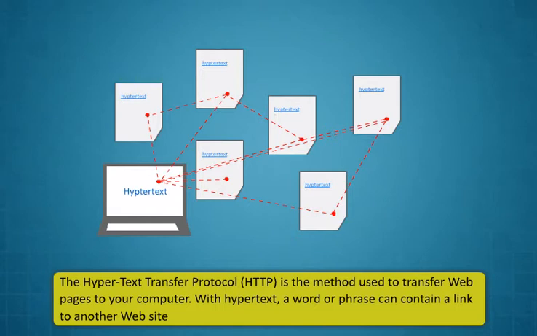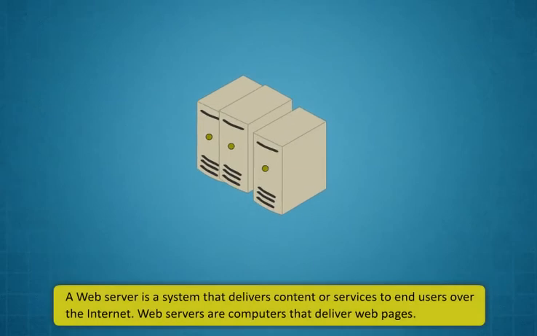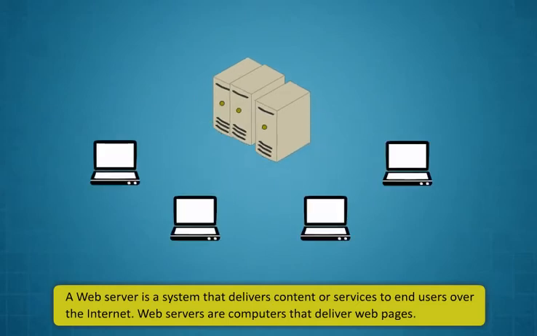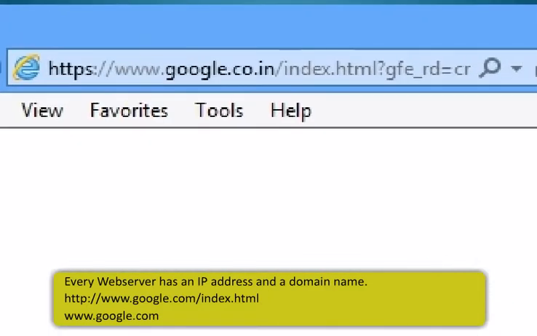Telnet, FTP, internet gaming, Internet Relay Chat or IRC and email are all part of the Internet but are not part of the World Wide Web. The Hypertext Transfer Protocol is the method used to transfer web pages to your computer. With hypertext, a word or phrase can contain a link to another website. The components of the World Wide Web are web server, web browser, web page, website, web address.